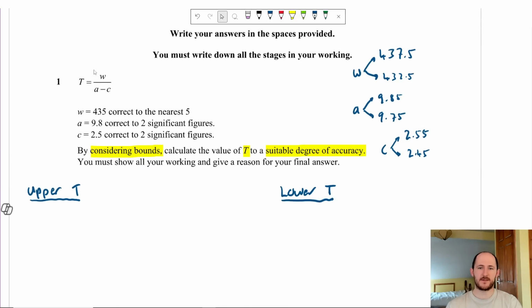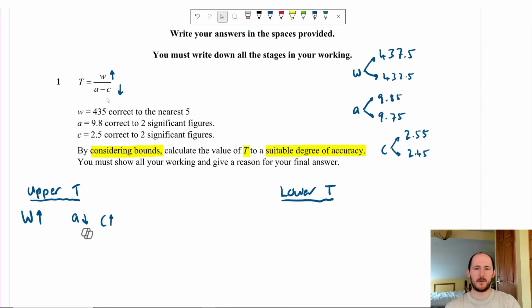Well, if I want to make this value of t as big as possible, I want the biggest value of w and the lowest value of the denominator. So I want the upper value of w. But if I want to make the denominator as small as possible, well, this is a take away c. That means I want a to be as small as possible and c to be as big as possible.